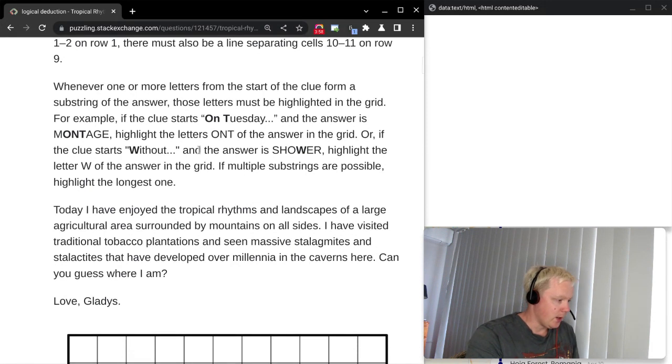And then where we are. Today I have enjoyed the tropical rhythms and landscapes of a large agricultural area surrounded by mountains on all sides. I have visited traditional tobacco plantations and seen massive stalagmites and stalactites that have developed over millennia in the caverns here. Can you guess where I am? Love, Gladys. Okay, so we are going to be looking for a tropical sort of agricultural destination which has caverns.